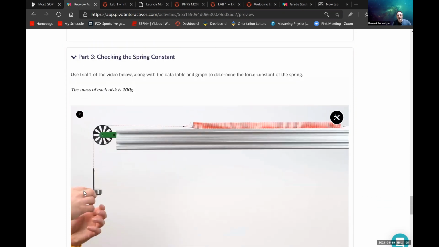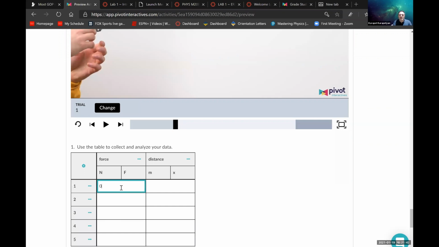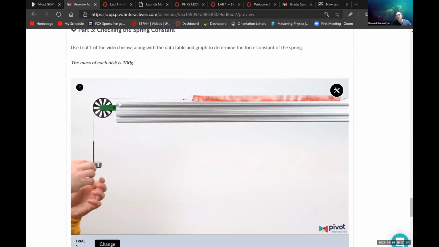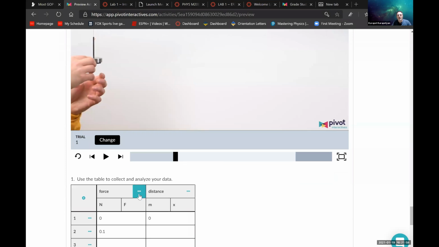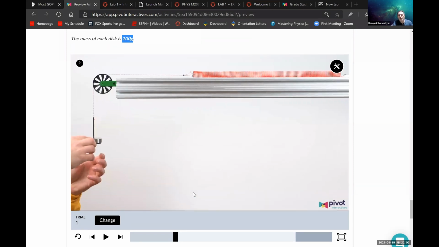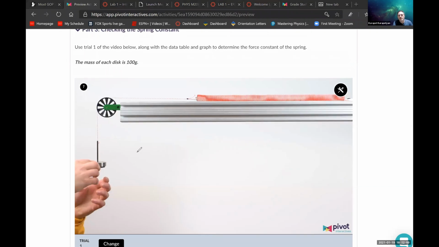The force is going to be based on how much weight you have, and each mass, each disc, is 100 gram. Right now you have only one over there, so it's 100 gram. What you have to do here is, remember, it's 100 gram. To get the force, you have to multiply that by 9.8. So the gravitational force is equal to mass in kilograms times g, which is 9.8 meters per second squared. That basically gives you newtons.